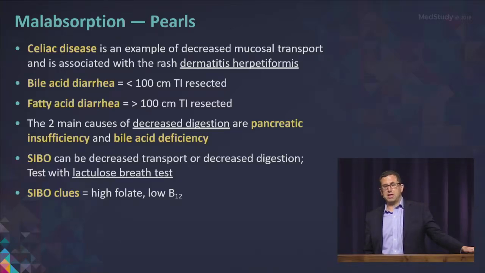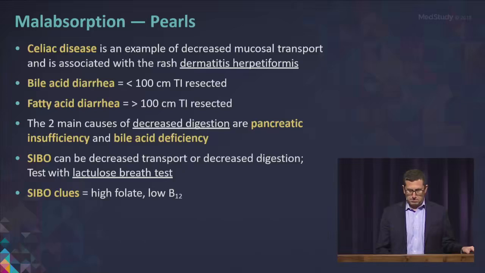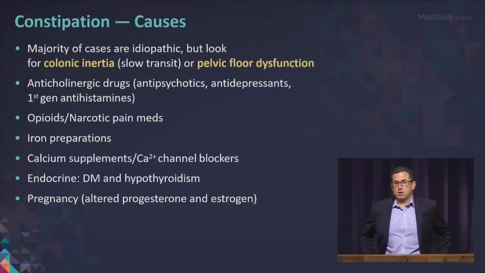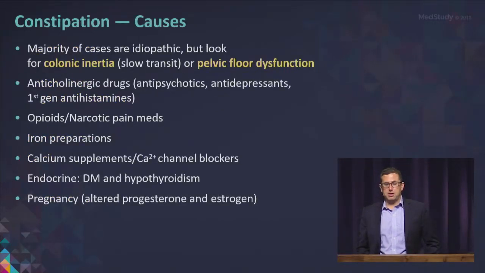And the main test for small intestinal bacterial overgrowth is the lactulose breath test. And remember, if you see on a test high folate levels and low B12 levels, that is a tip-off that bacterial overgrowth is present. All right, so now we're going to switch gears and talk about constipation.